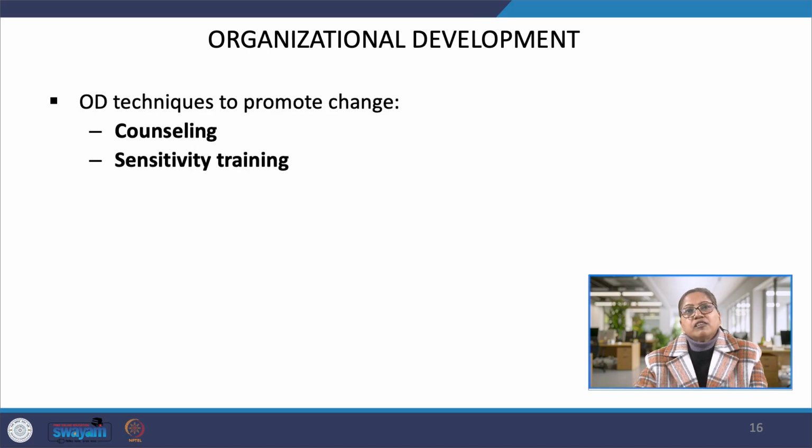There are other techniques to promote change, like counseling, which helps people understand how their perception of the situation may not be right, and learn how to manage their interactions with other people more effectively. There is also another technique called sensitivity training, intense counseling in which group members, aided by a facilitator, learn how others perceive them, and learn how to deal with others with more sensitivity.